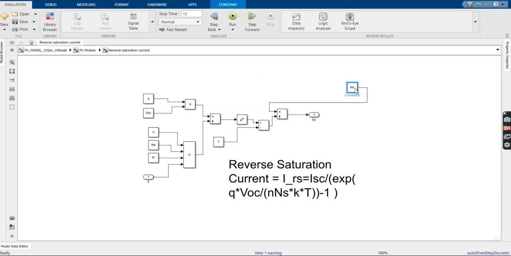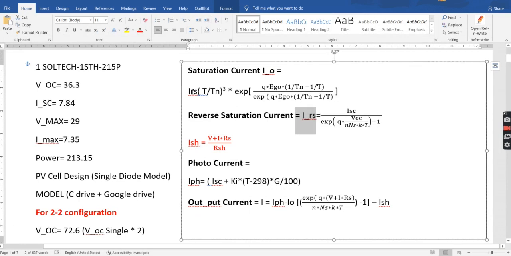The rest of the part is the division part, with the exponential. We have used the exponential unit, and the parameters like q, Voc, n, ns, k and T have been taken, and n, ns, k into T are multiplied with the temperature. So these are the four parameters n, ns, k and T, minus 1. We have used this q into Voc. We need q into Voc divided by this exponential value minus 1, so that the IRS value can be calculated.